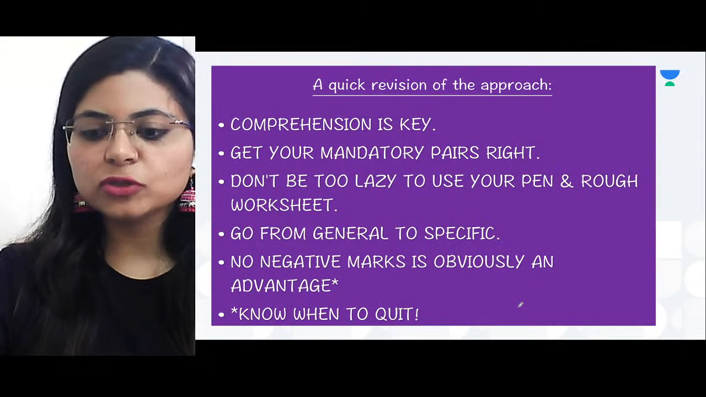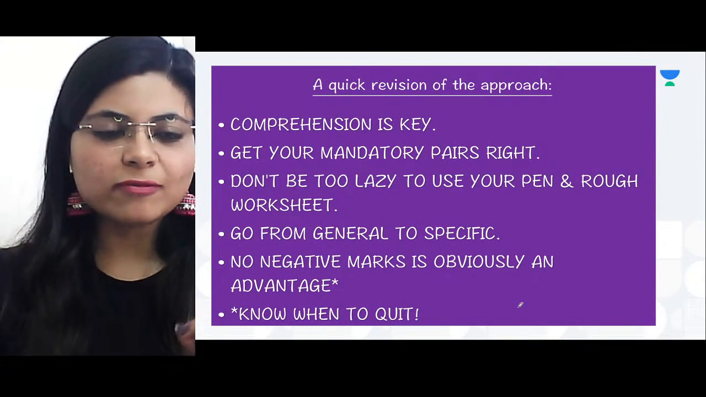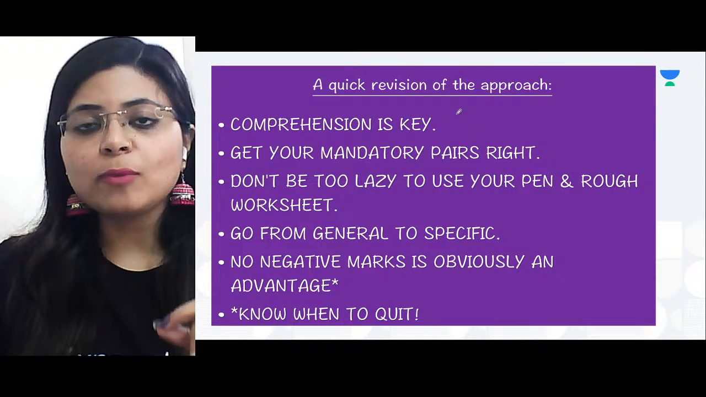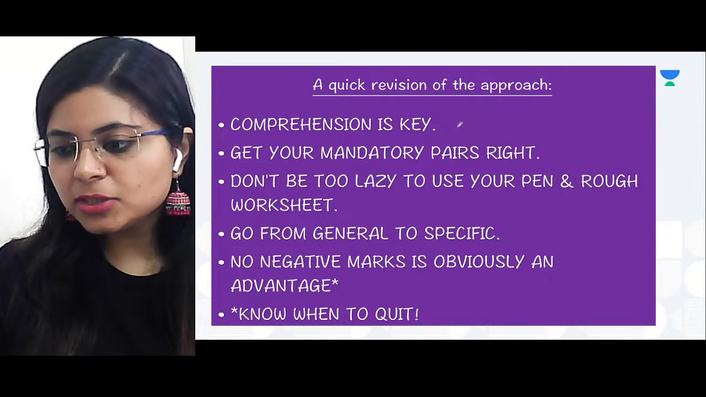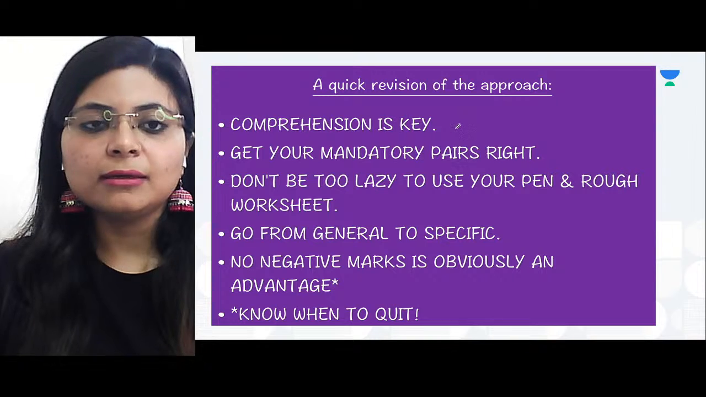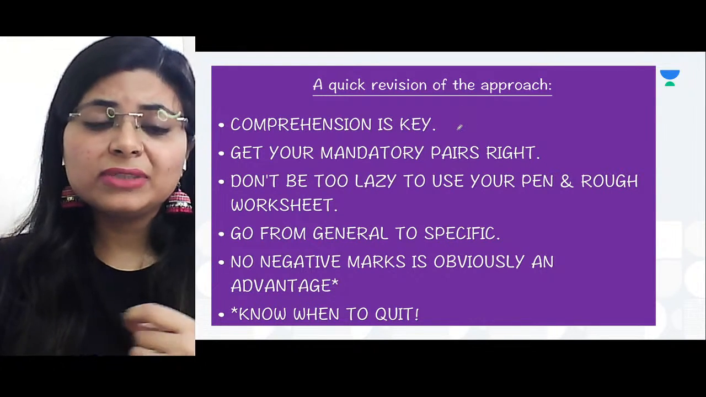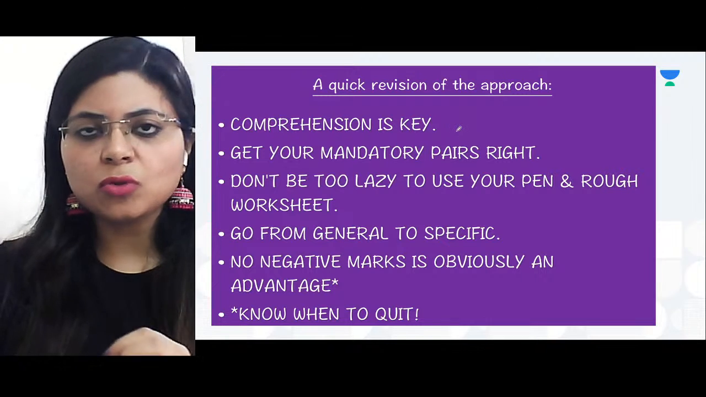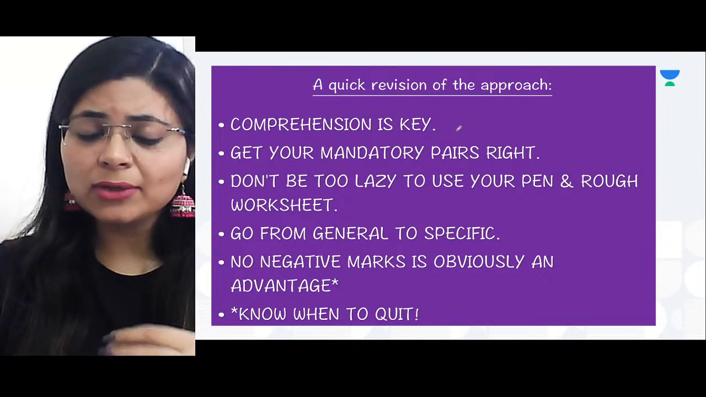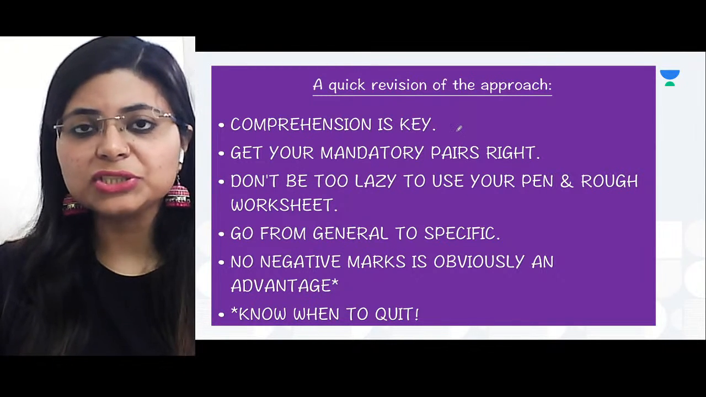Let's do our first question for the day. And before the first question, a very quick 30-second revision. So while you're solving a parajumble, you will concentrate on understanding the paragraph. All right. So comprehension is key. Without understanding the passage, you cannot solve a parajumble. In fact, you cannot even solve a para summary or a para completion.